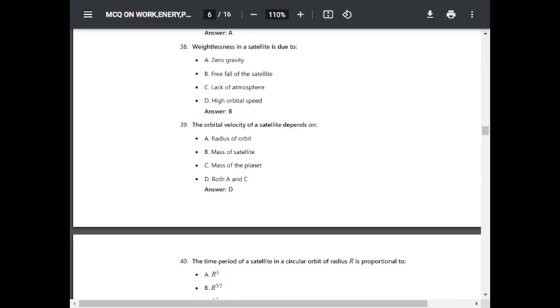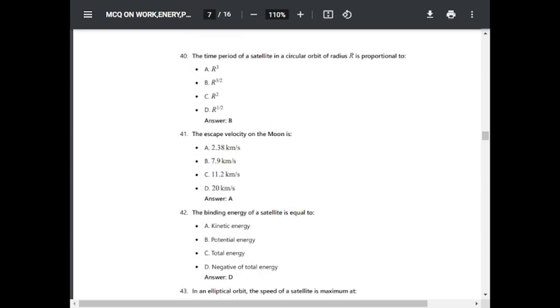Question number 39. The orbital velocity of a satellite depends upon: option A, radius of orbit; option B, mass of satellite; option C, mass of planet; option D, both A and C. The correct answer is both A and C, because it depends upon the radius of the orbit and the mass of the planet. Hence option D is correct.